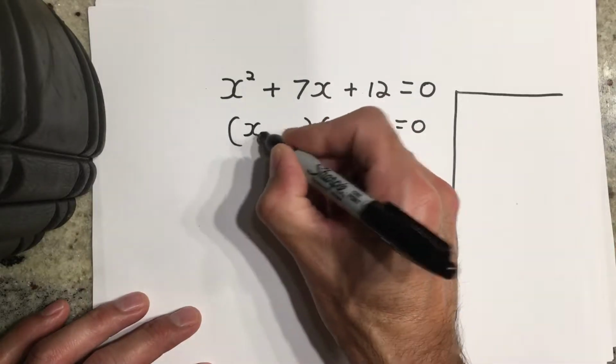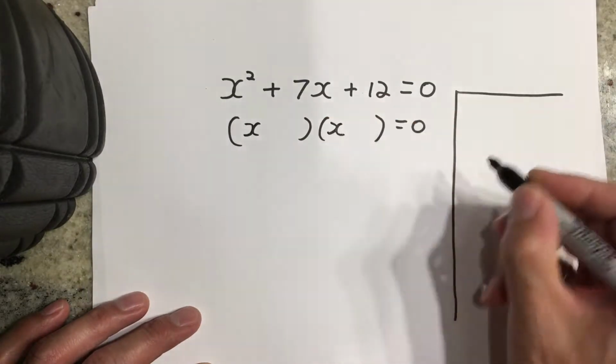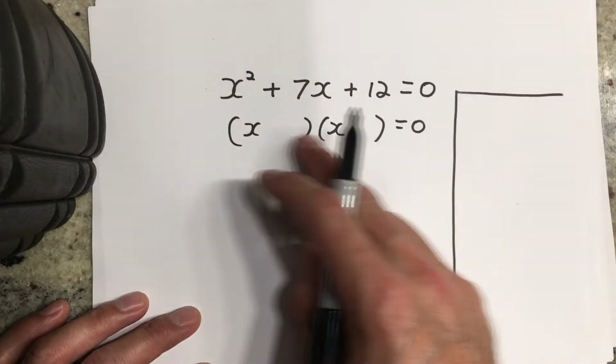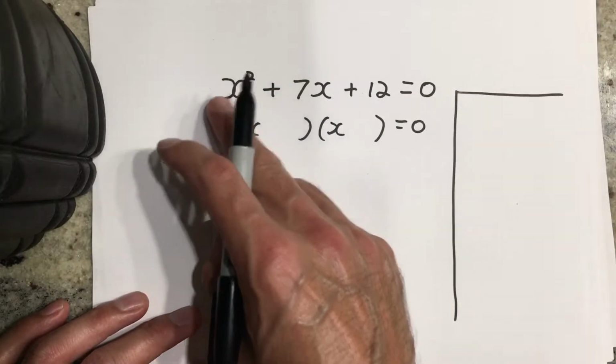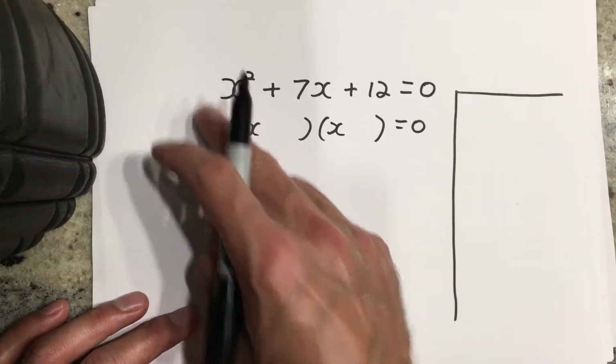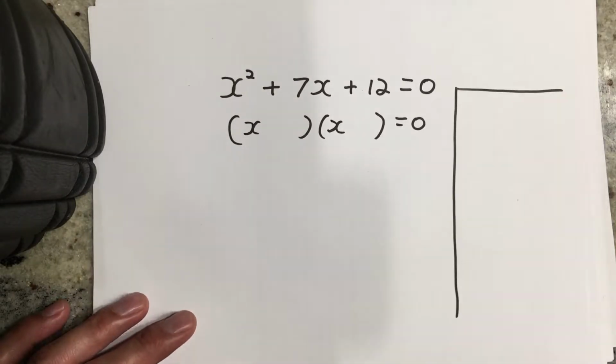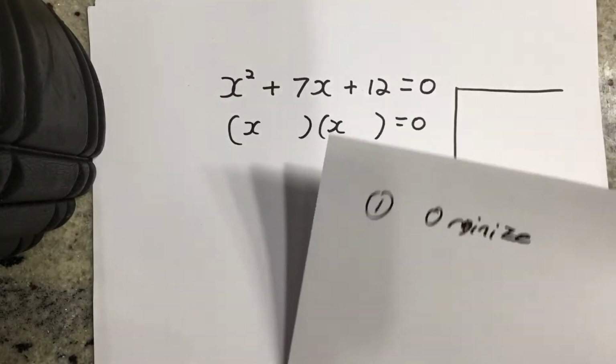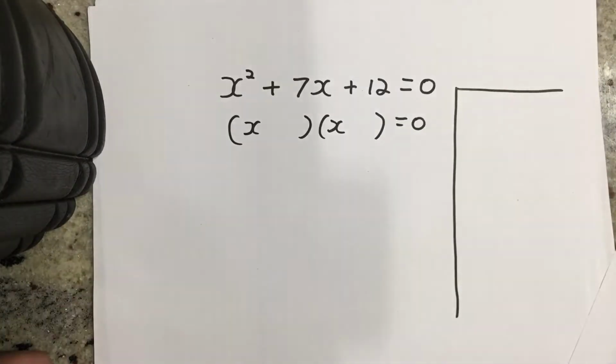Also, there will be an x at the beginning of each bracket. No matter what these numbers are, you can start out like this, as long as you have x squared with no number written in front of it. So why don't you press pause and organize your sheet like this.